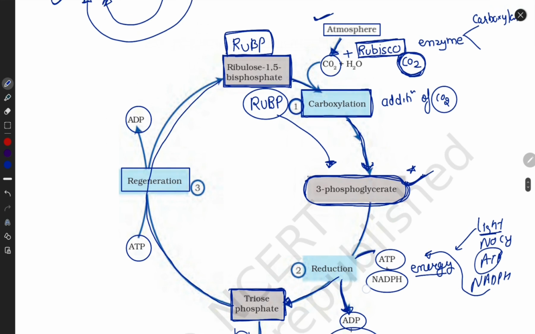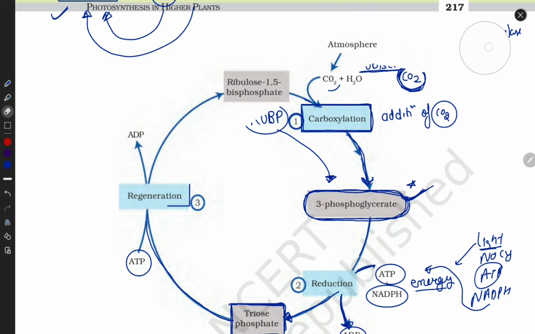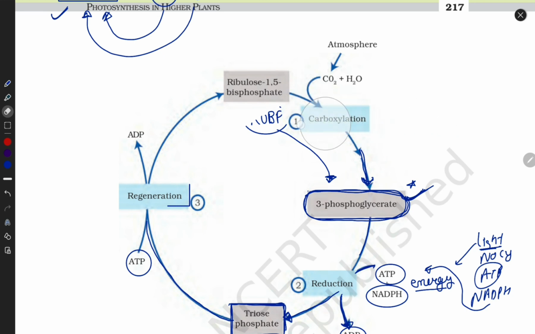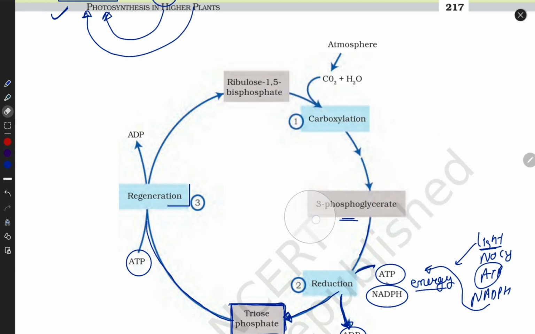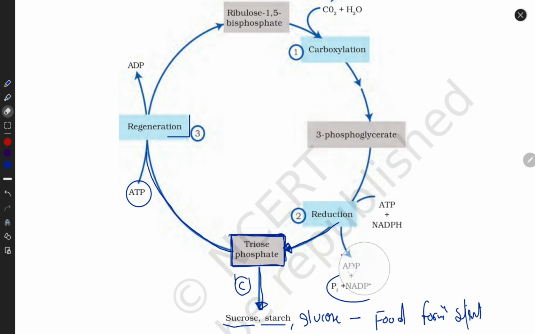This is the diagram from your book. This is the whole mechanism, the Calvin cycle of your book, guys. Now I am going deeply. This is not an exam-scoring area. This is so simple, guys. In your competitive examination, this is less important.